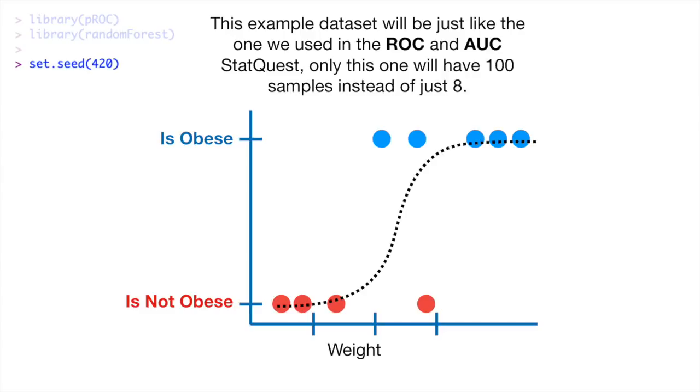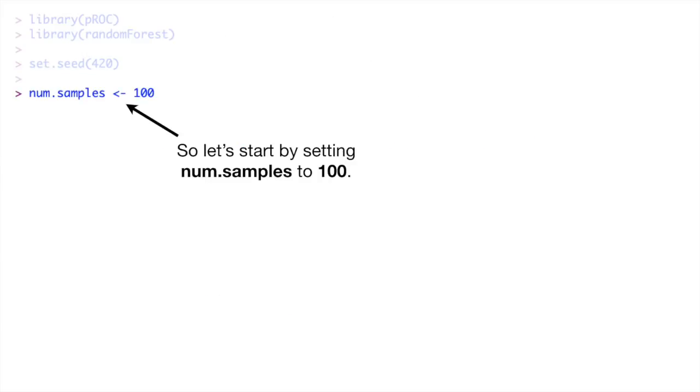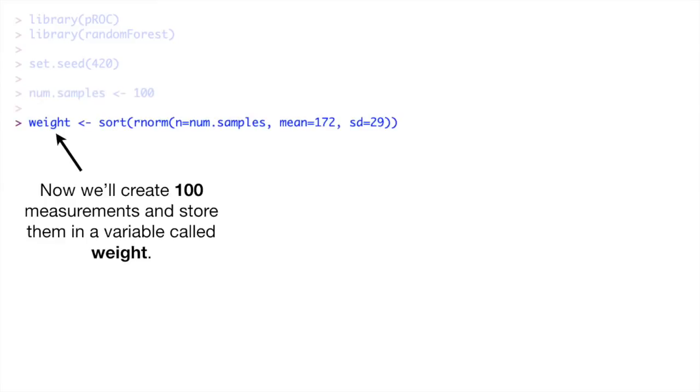This example dataset will be just like the one we used in the ROC and AUC StatQuest, only this one will have 100 samples instead of just 8. So let's start by setting num.samples to 100. Now we'll create 100 measurements and store them in a variable called weight.